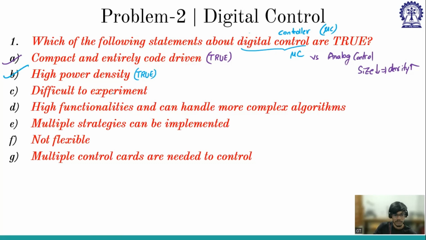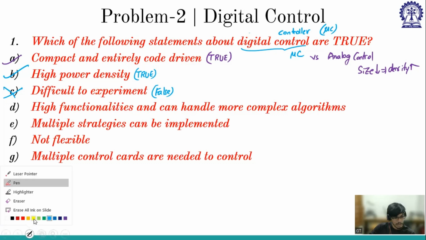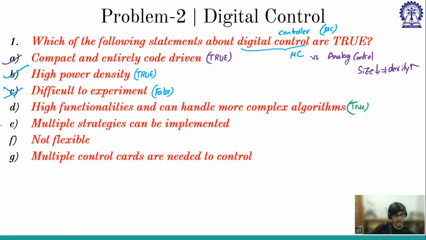And it is difficult to experiment. No. This is false, because it is easy and we can just make small modifications in the code and implement it. High functionalities and can handle complex algorithms: true. Multiple strategies can be implemented: true. And it is not flexible: false, because it is highly flexible and we can change any values at any time and implement it quickly. Multiple control cards are needed to control: no, false.